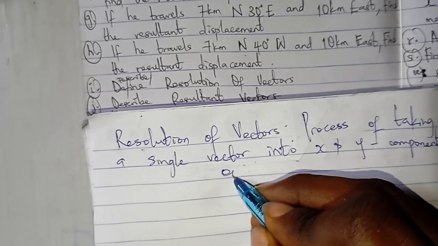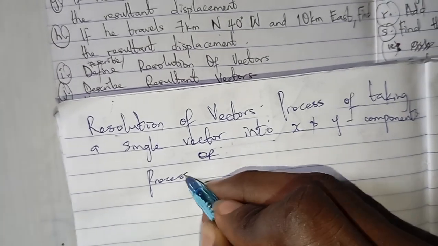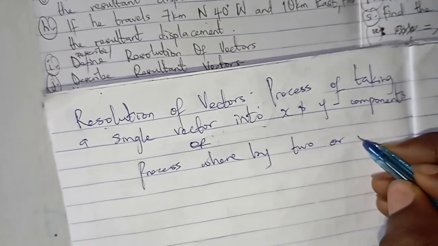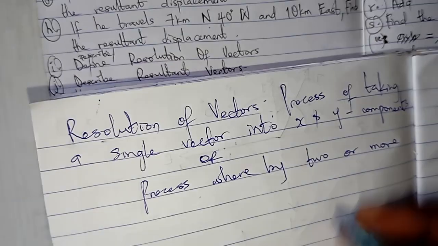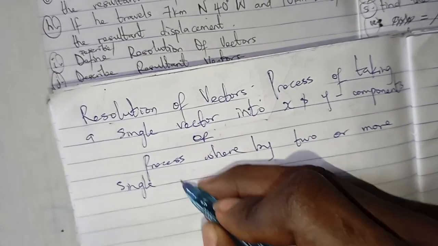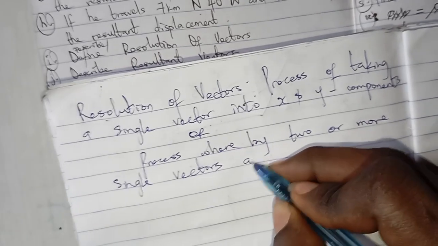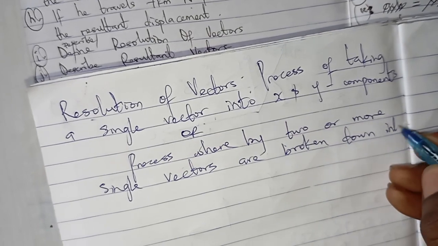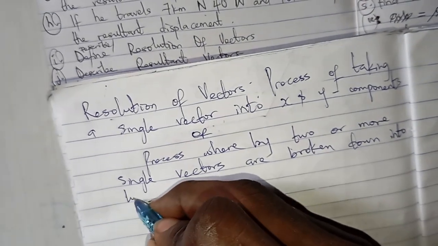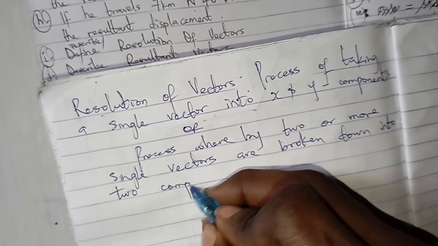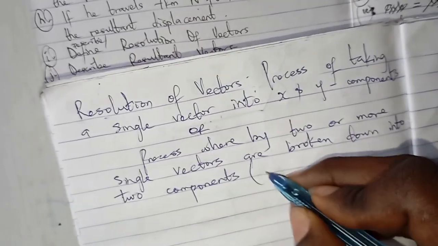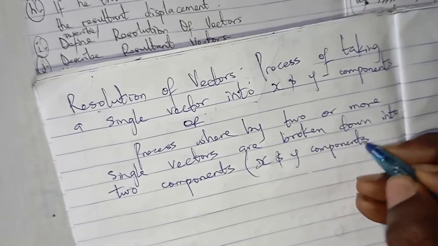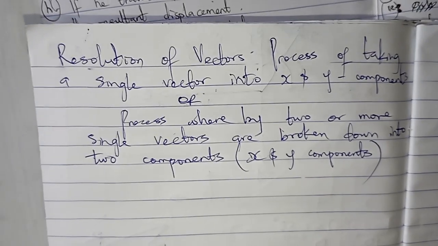It is also a process whereby two or more single vectors are broken down into two components, and these two components are what we call the x and y components. So that is for resolution of vectors.